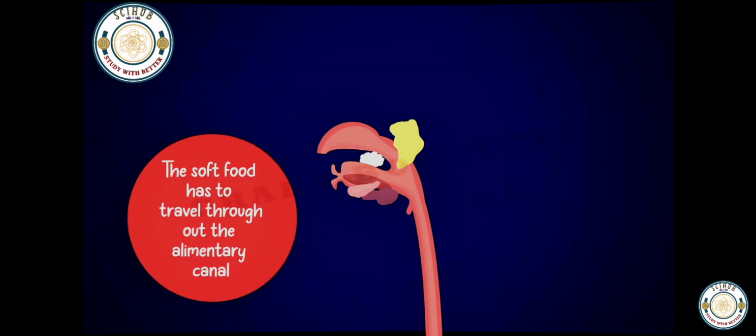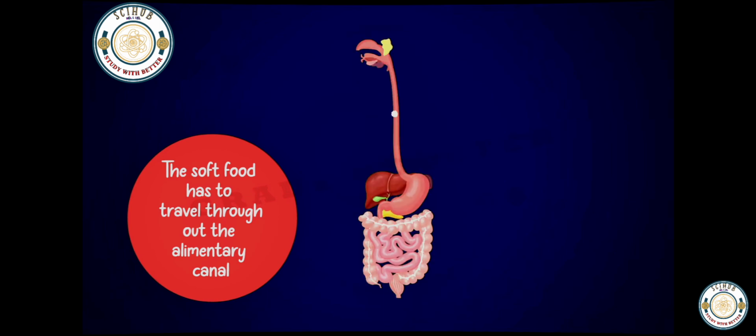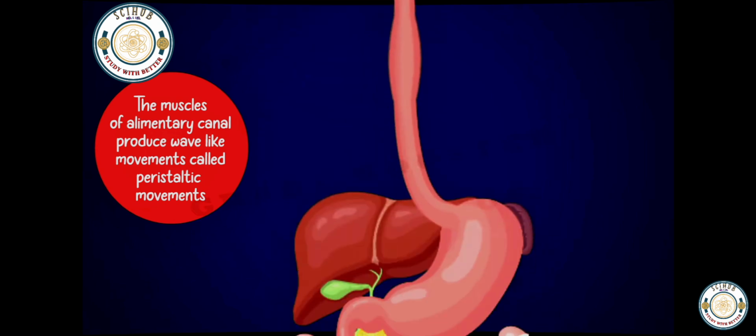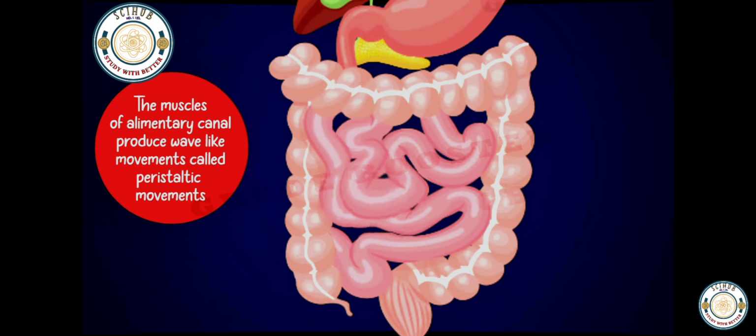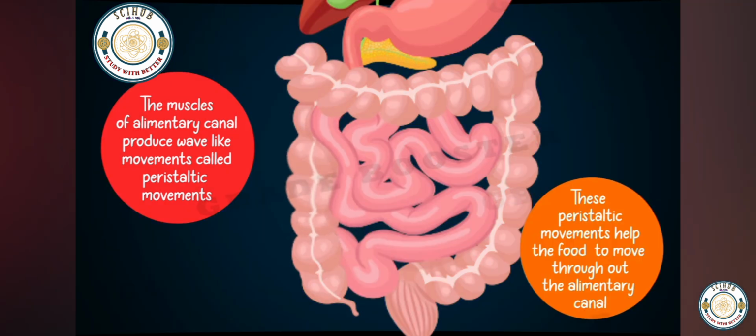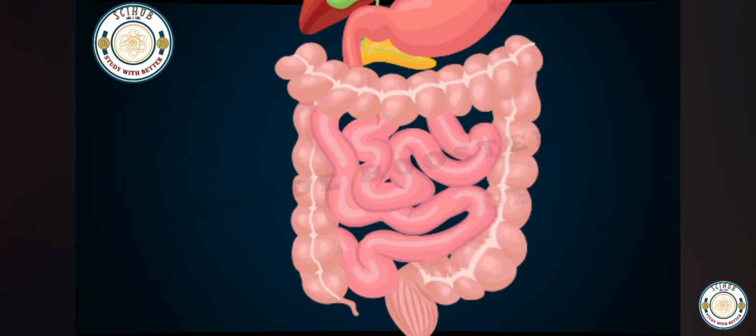Now, this bolus, that is the soft food, has to travel throughout the alimentary canal. But what makes the food move throughout the alimentary canal? The muscles of the alimentary canal produce rhythmic contractions and relaxations. These contractions and relaxations create movements that help the food to move throughout the alimentary canal.